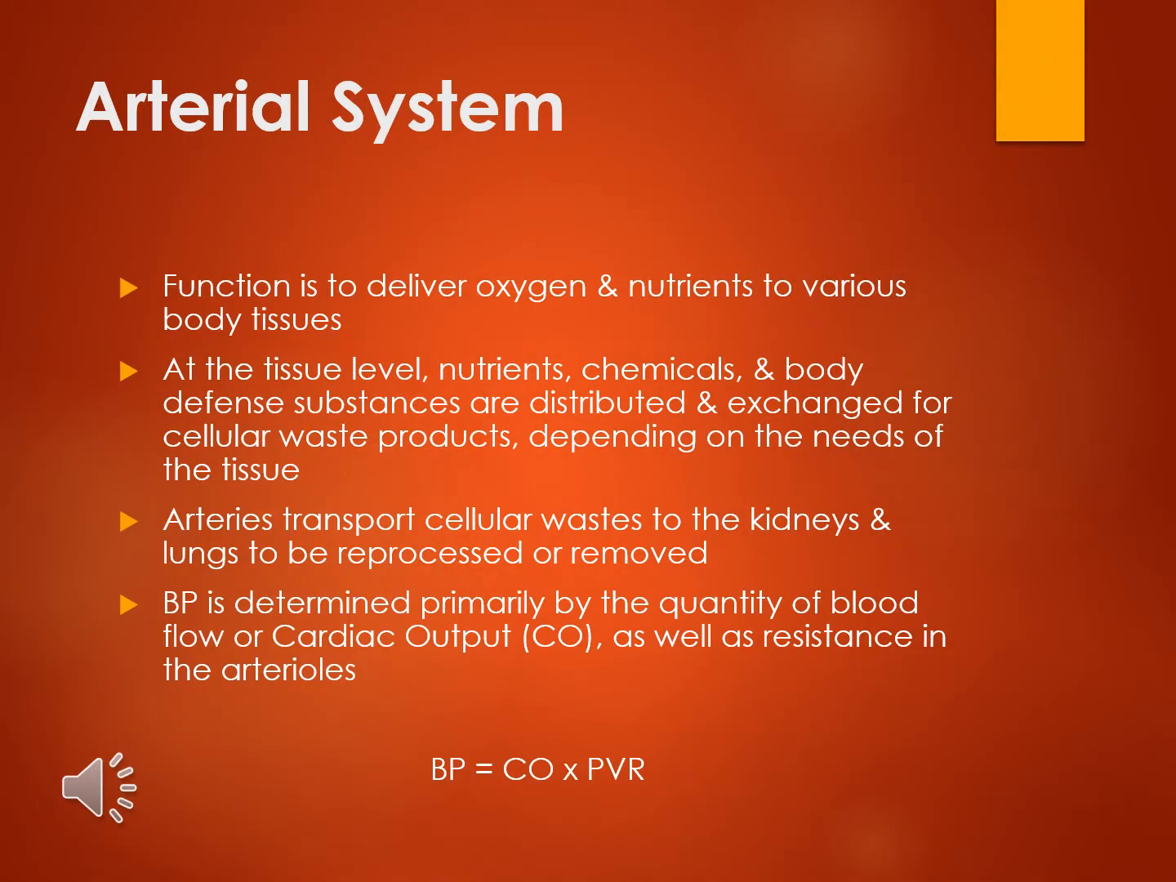The function of the arterial system is to deliver oxygen and nutrients to various body tissues. At the tissue level, nutrients, chemicals, and body defense substances are distributed and exchanged for cellular waste product depending on the need of the tissue. Arteries transport cellular waste to the kidneys and to the lungs to be reprocessed and removed. The blood pressure is determined primarily by the quantity of blood flow, or the cardiac output, as well as the resistance in the arterioles. So our blood pressure actually equals cardiac output times peripheral vascular resistance.